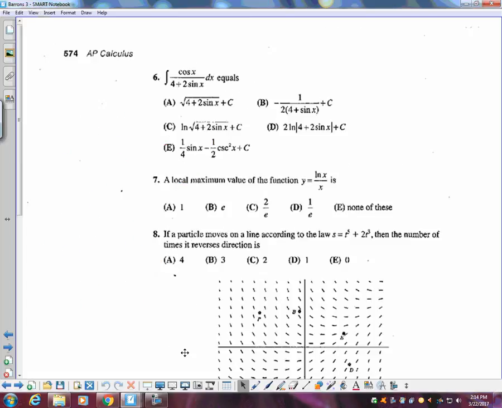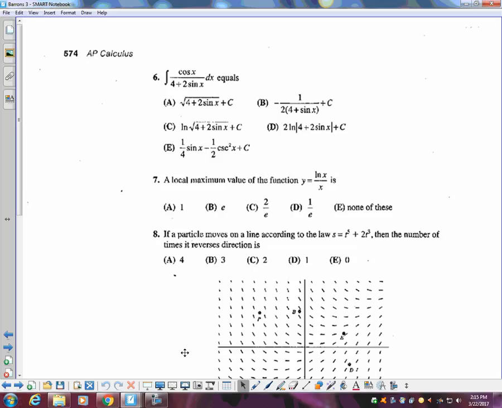Okay, now we're going to Barron's 3, number 6. All kinds of trig. So look at it, think about it. Sine's got stuff, cosine doesn't.